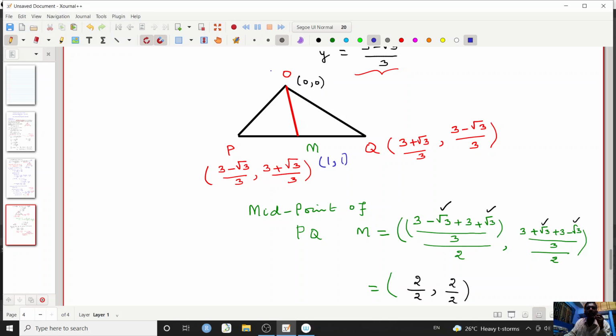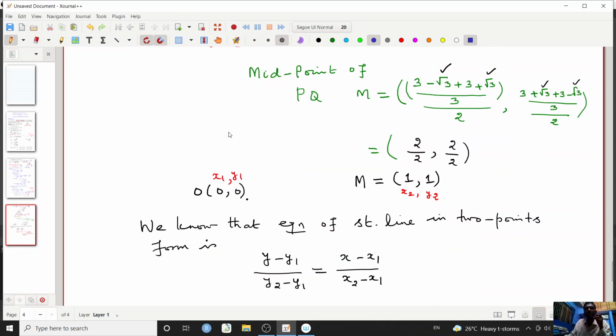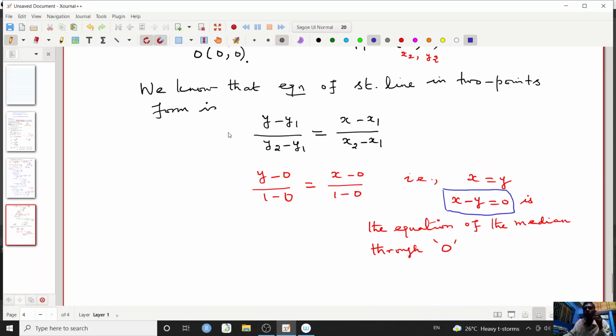Now, by taking O and M as 2 points and applying the 2 point form of a straight line, we have found out that the equation of the median through O is nothing but x minus y is equal to 0.